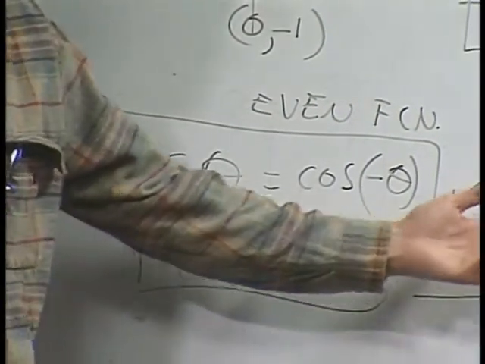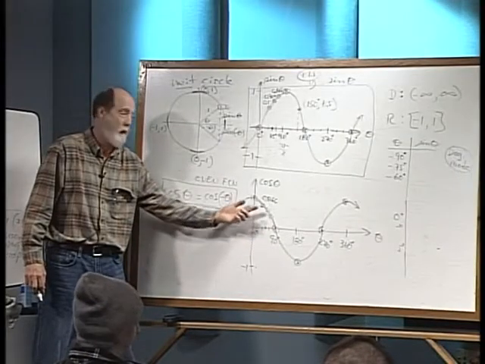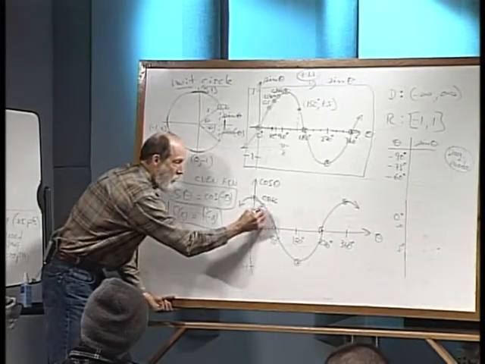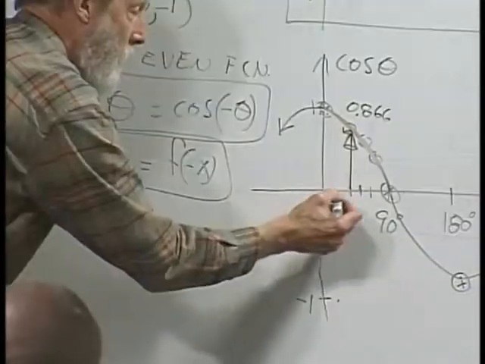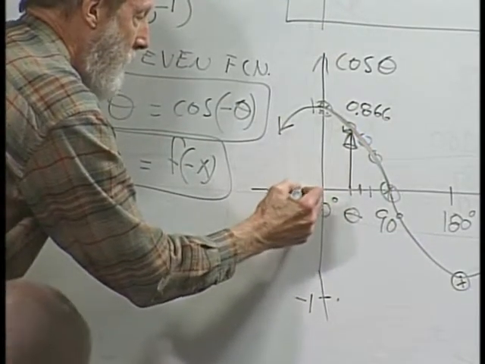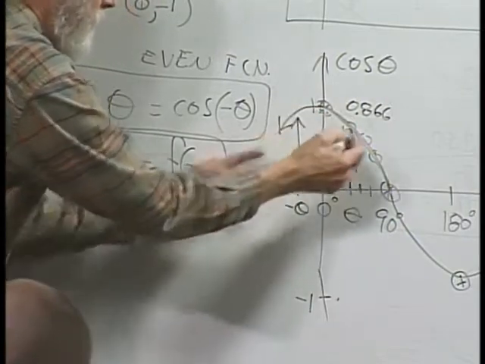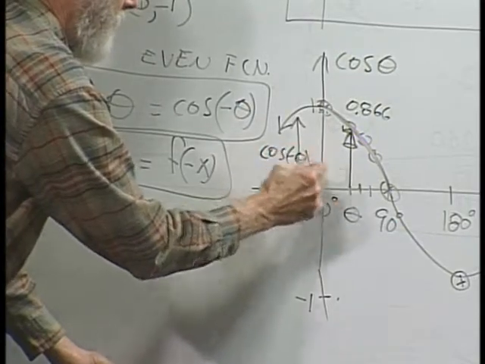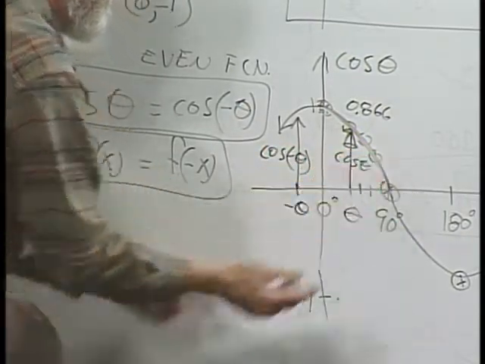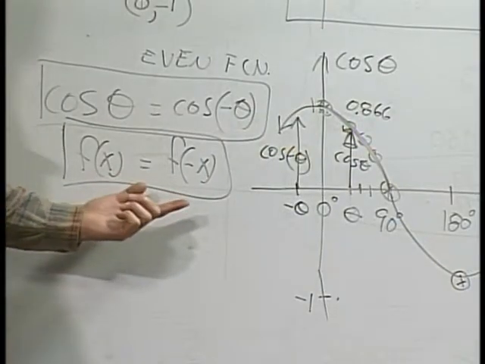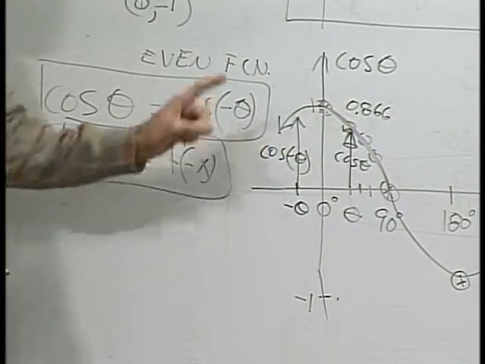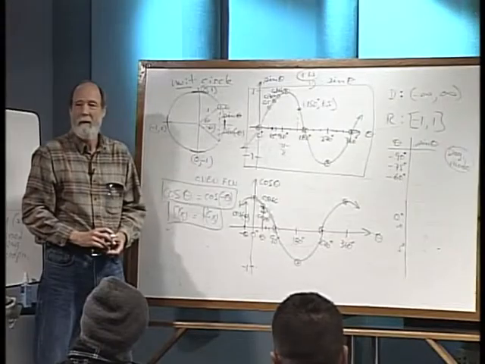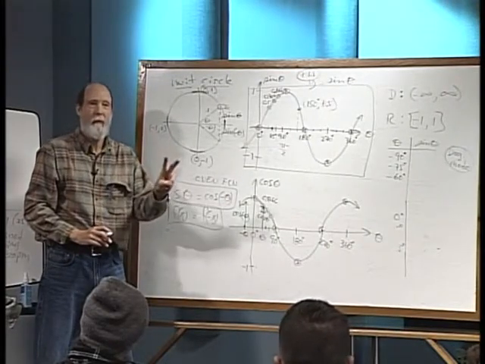You can also look at the graph. You can look at the graph of this cosine function, and you can see that if you're at some angle theta here, the cosine reading is here. If you go symmetrically over to negative theta, it's got the same output values. Cosine of negative theta here is the same as the cosine of theta here. Cosine is an even function. That's 2 of our 6 functions.